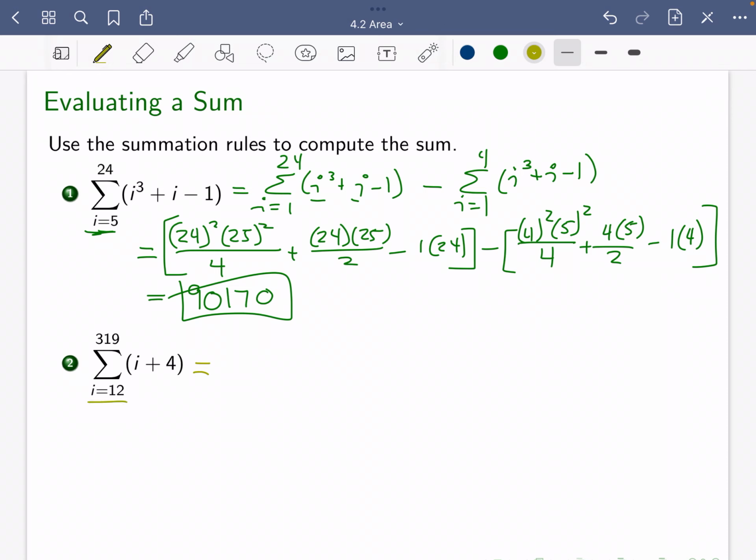So here we have a sum i equals 12 to 319 of i plus 4. So we could rewrite this as a sum starting at 1 and going to 319, and then subtract off what we would get if we started at 1 and ended at 11. Right? So we're subtracting off the 1 through 11, so we're left with 12 and up.